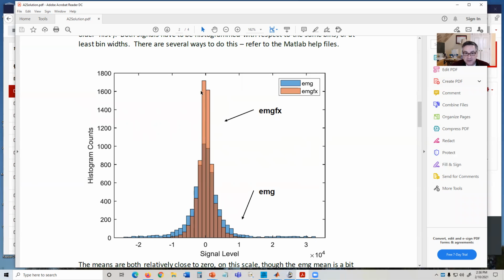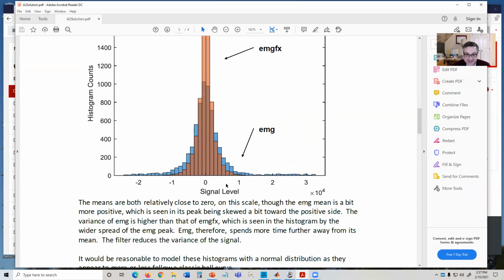EMGFX is much more narrow and more highly peaked in the center versus EMG, which is not as high in the center and wider, okay? This is a filtered version of this. And so what does the filter do? Well, it kind of reduces the variation. When you look at the variance, you see that, okay? And that's frequently a reason why we use low pass filters, is to reduce the variation.